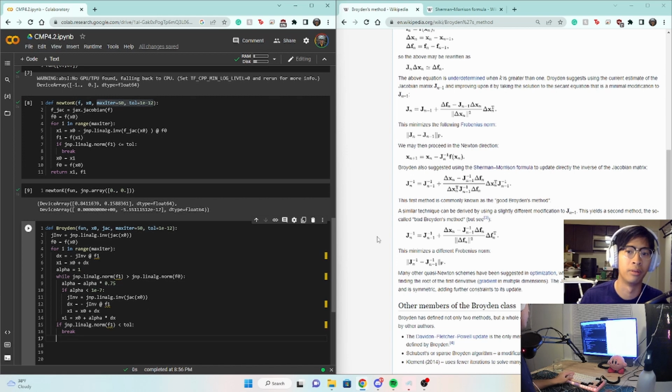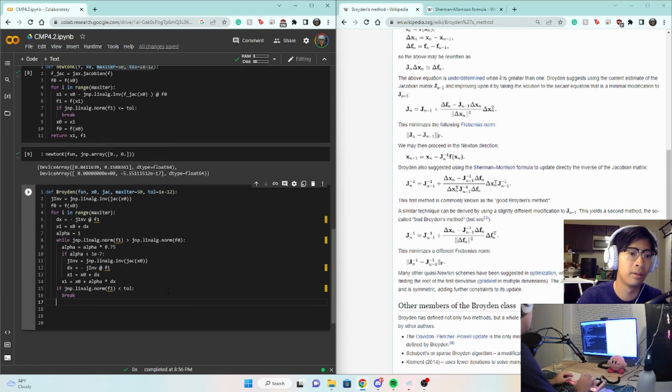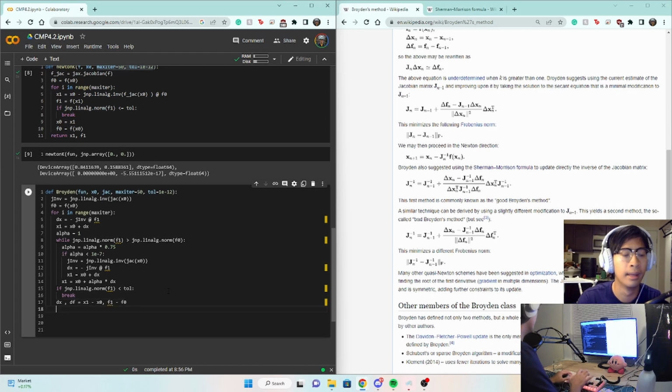So we go off and do that. See that it's dependent on delta x and delta f. So don't overthink that there. So delta x and delta f is equal to what? x1 minus x0 and f1 minus f0. Okay, easy peasy. Then we go off and calculate our new J inverse. So we update our J inverse.